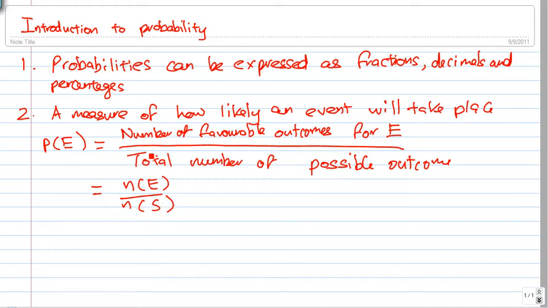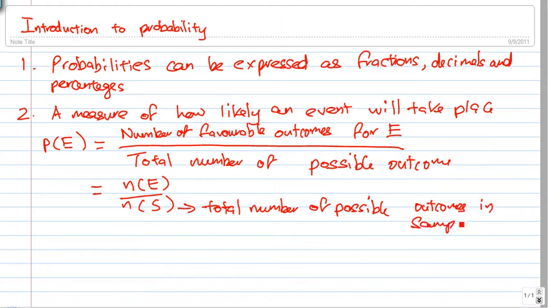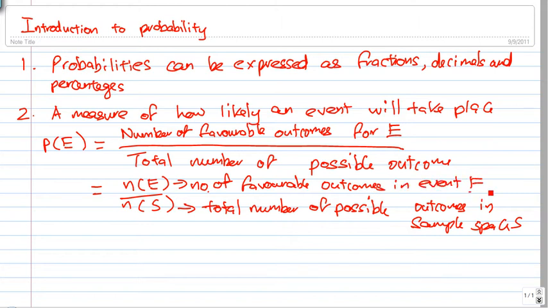So it's the same thing. N(S) stands for the total number of possible outcomes in sample space S. And N(E) is the number of favorable outcomes in event E.